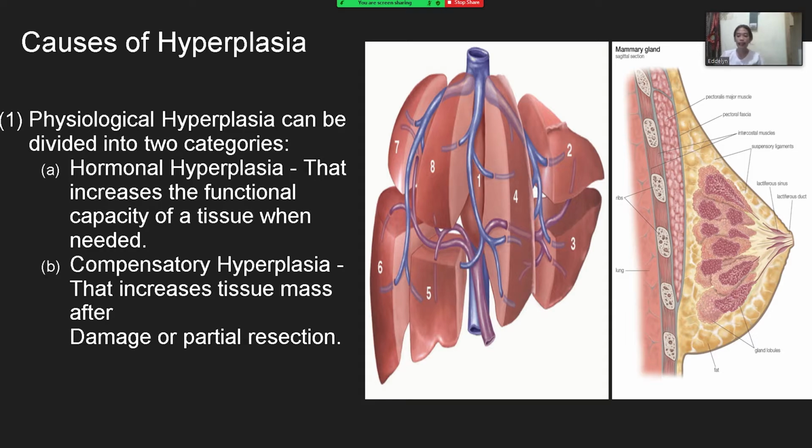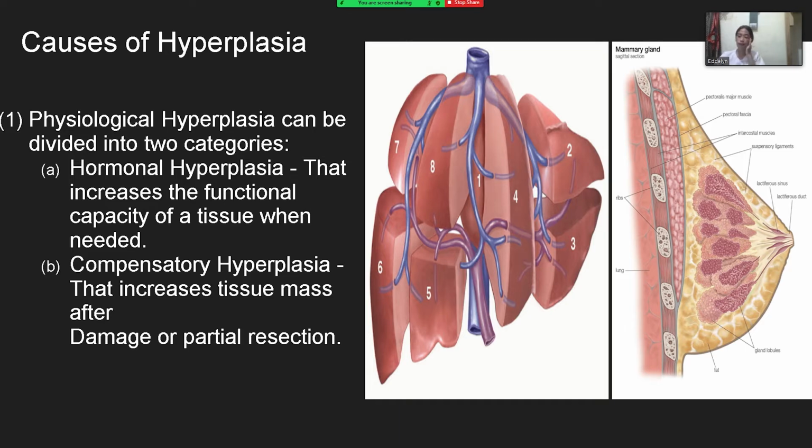Di ba ang breast natin na mga babae ay nagko-consist ng 15 to 20 sections na tinatawag na lobes. Each lobe ay may mga maliliit na structures doon na tinatawag na lobules. These end in dozens of tiny bulbs that can produce milk. So, when it is stimulated by the hormones of pregnancy and birth, nag-i-increase yung functional capacity ng cells sa breast, which then leads the lobules na mag-produce ng milk. So yun yung example ng hormonal hyperplasia.